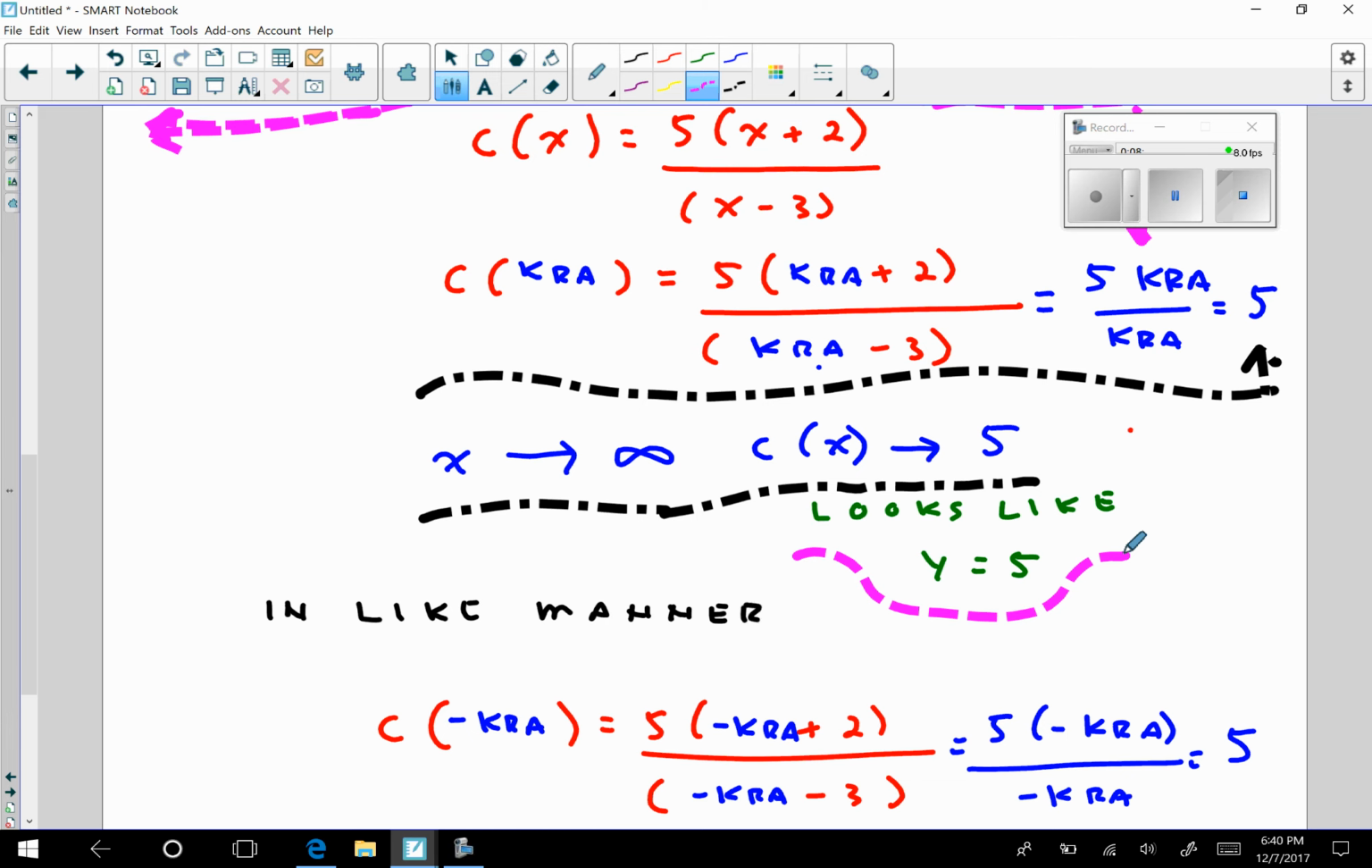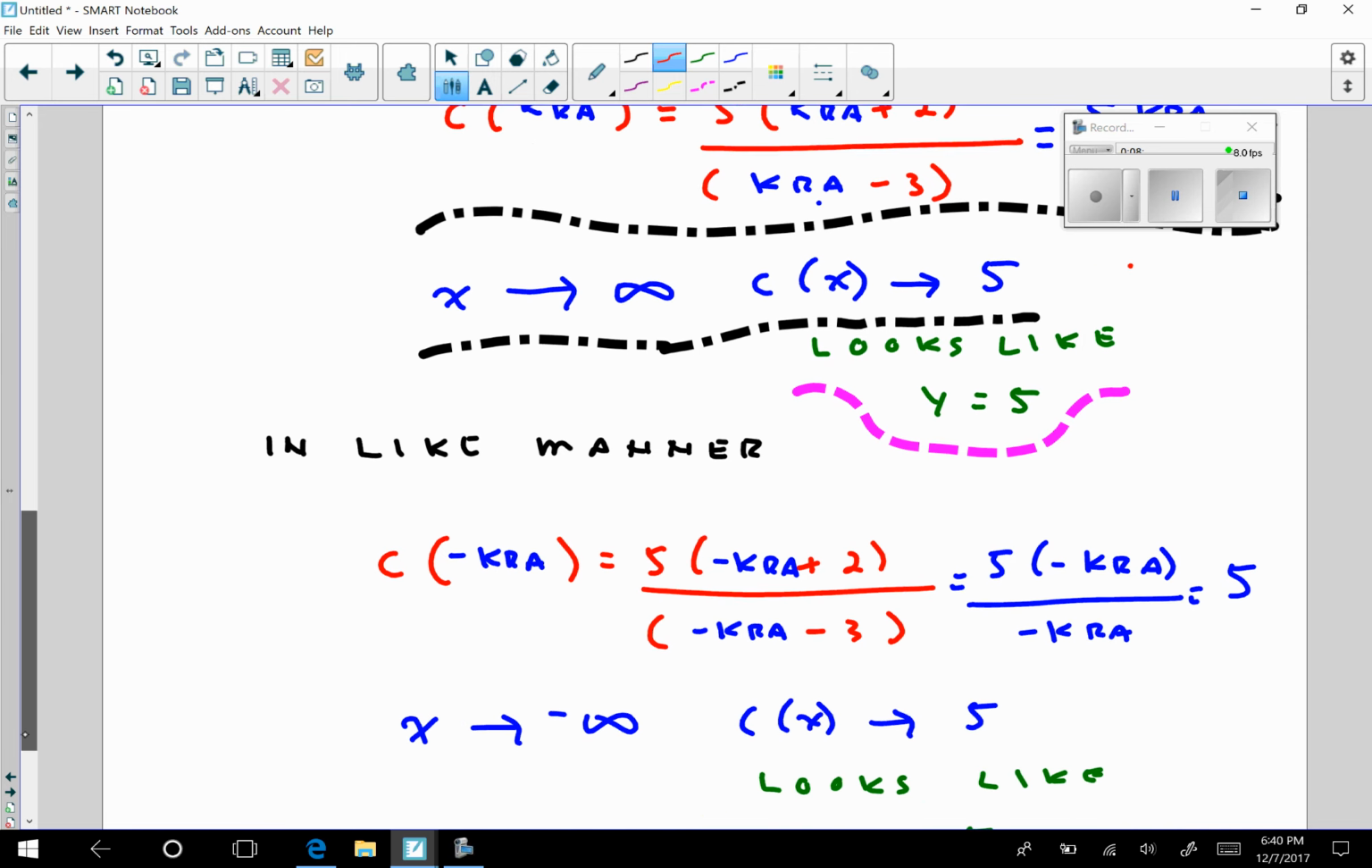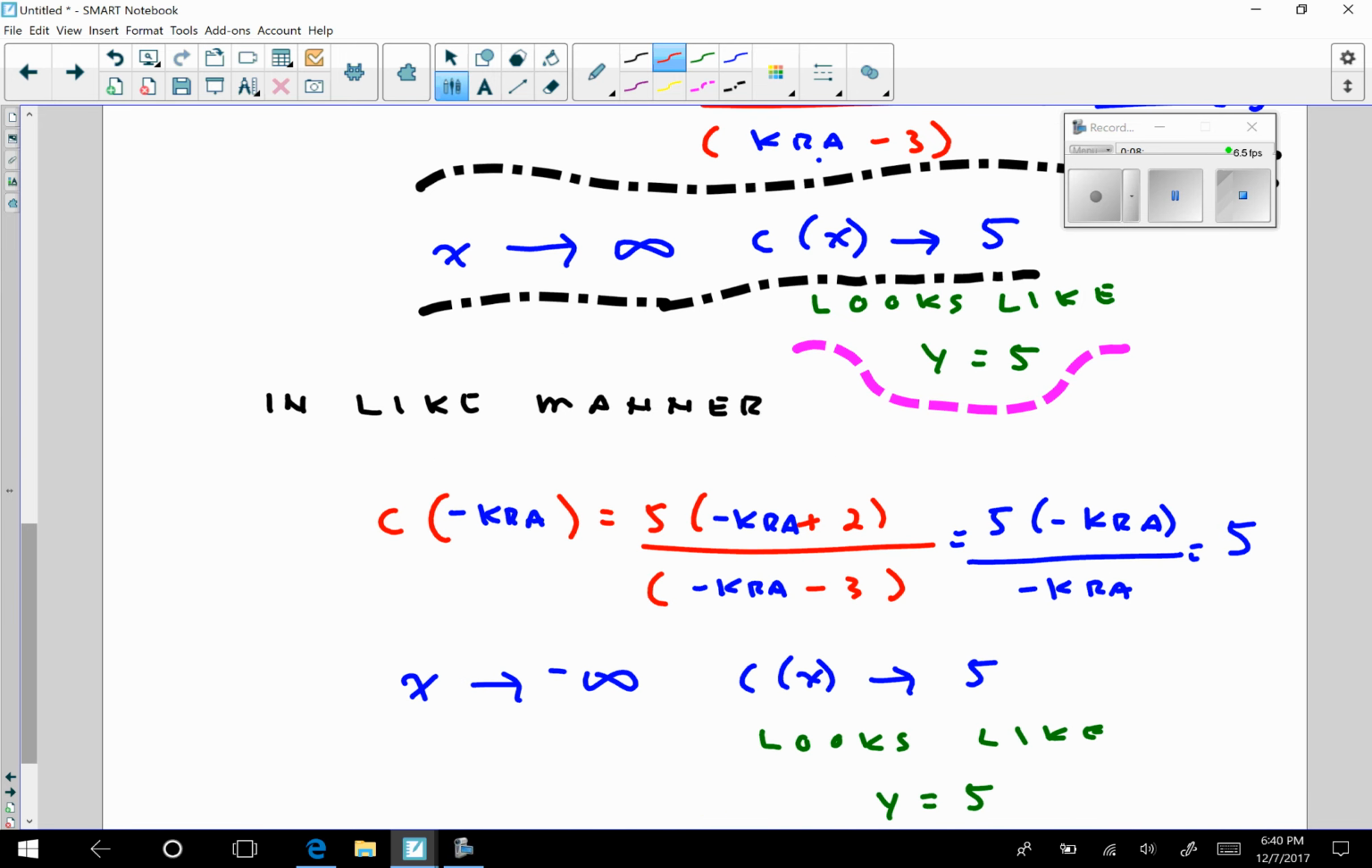In like manner, we're going to evaluate this function at this number over here, negative Kribbillion. Let's see where the function is at negative Kribbillion. I put negative Kribbillion in, and I know that negative Kribbillion plus 2 is negative Kribbillion. I know that negative Kribbillion minus 3 is negative Kribbillion. Now I have 5 times negative Kribbillion over negative Kribbillion. These rascals here are going to cancel because it's the same real number, the opposite of the same real number. Negative something divided by negative the same something is going to be 1. 5 times 1 is 5.